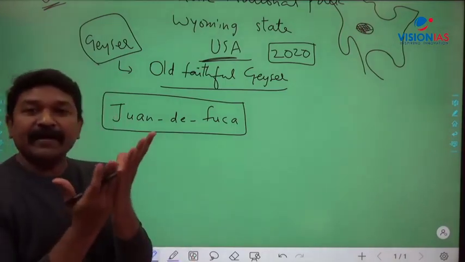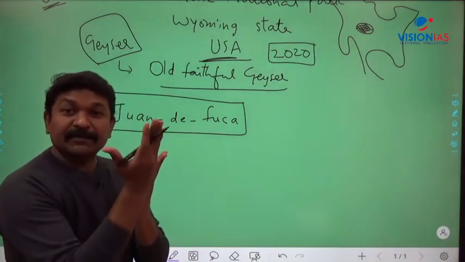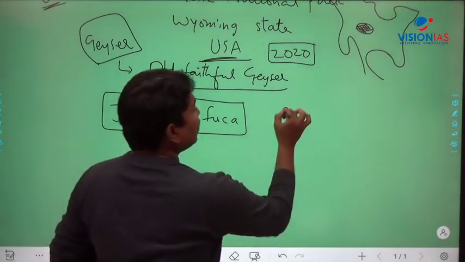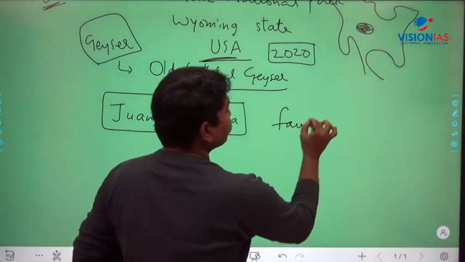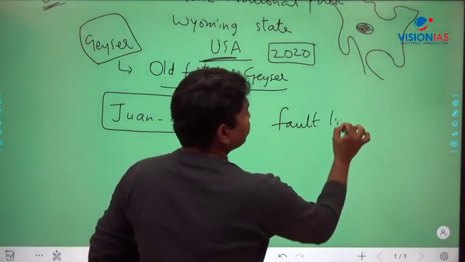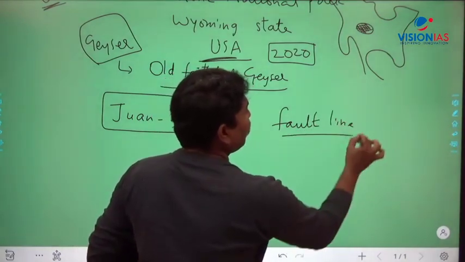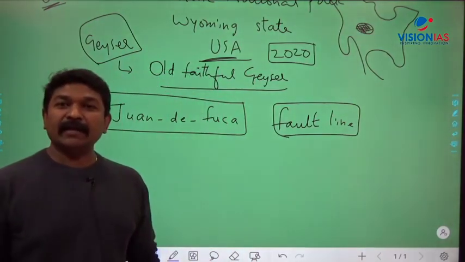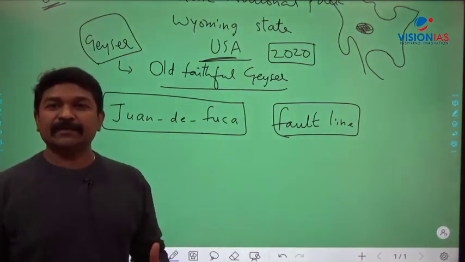You can find the rupture. Because of the rupture, what happened? You can find the creation of a fault line. This fault line is very famous.